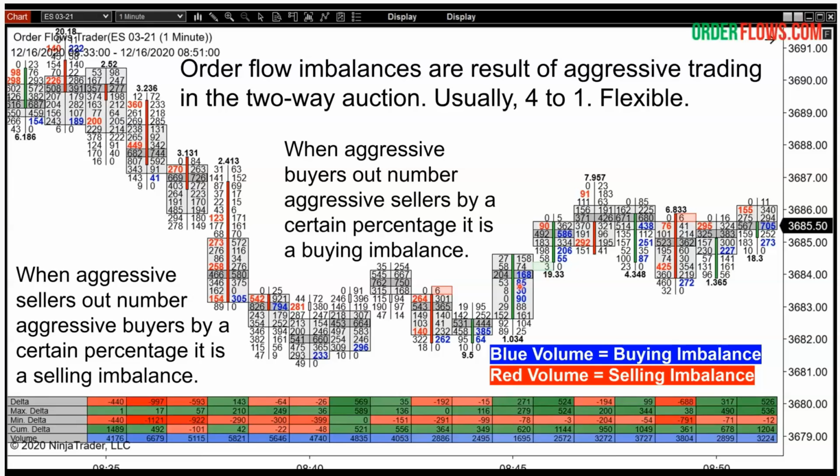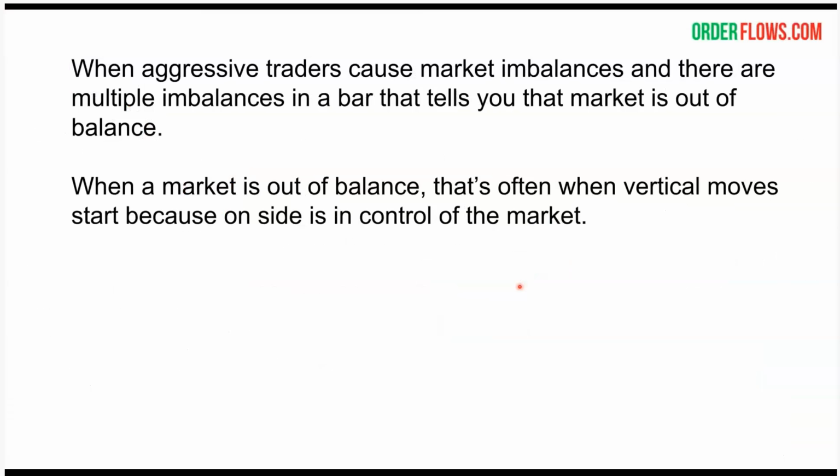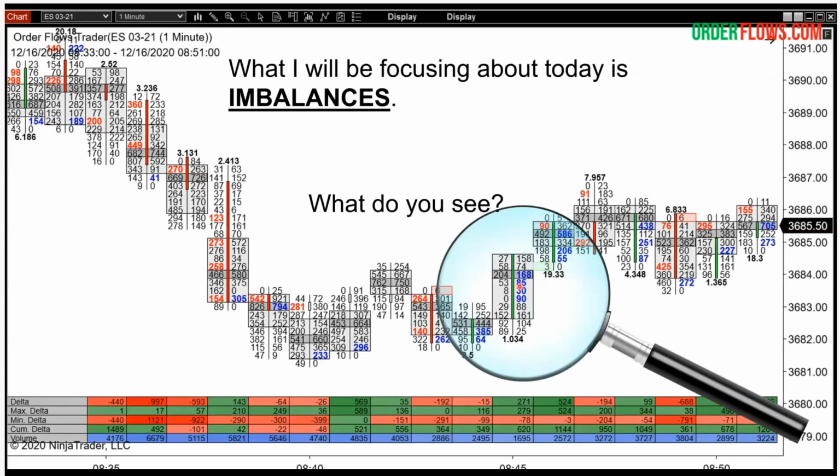Just as if you had a red bar, a down candle, with a lot of selling imbalances, it's telling you the aggressive selling is really strong and the market probably has more capacity to move down, right? And when a market is out of balance, that's often when vertical moves start because one side is in control of the market. But what I'm going to be focusing on today is imbalances.